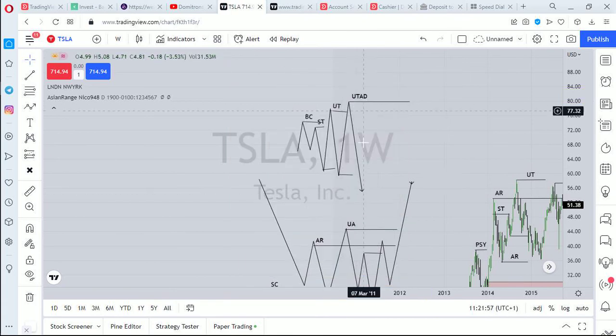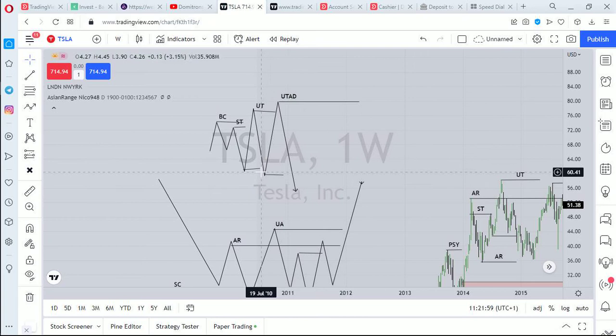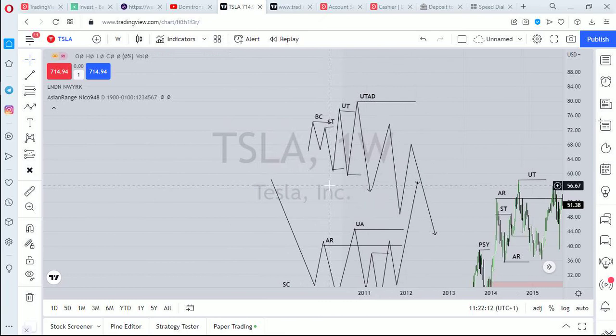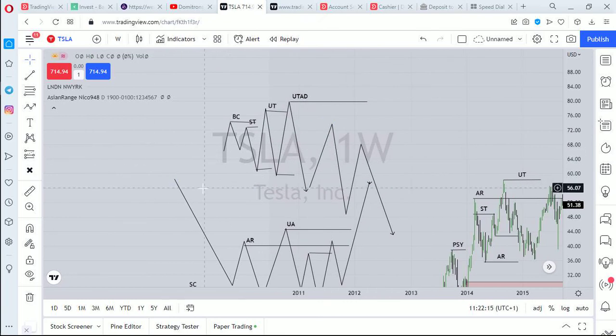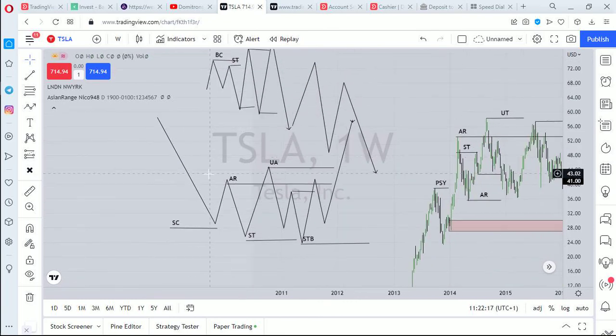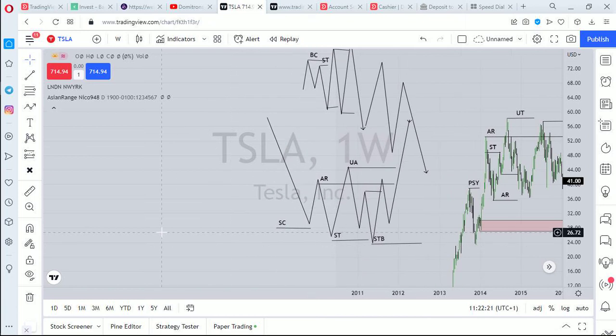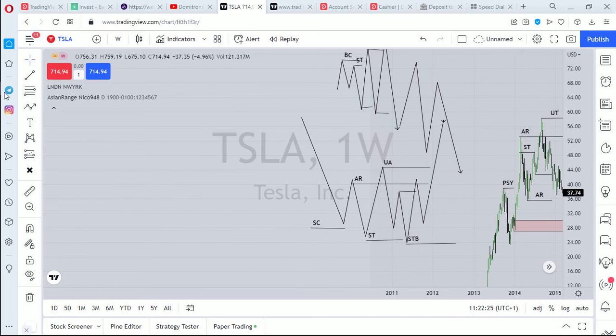Then you see that move down, break structure, right? So what do we look for? We look for a retracement for LPSY or for a test, and then you see it trade down from LPSY, and then the market continues. In the distribution, you see a change in direction. So that is how you get to find your Wyckoff schematic.